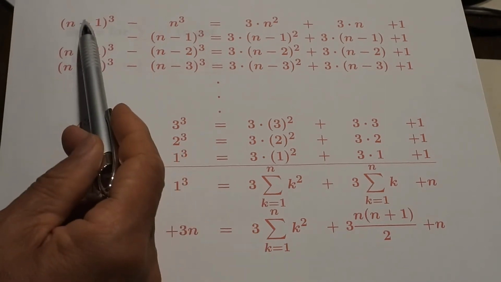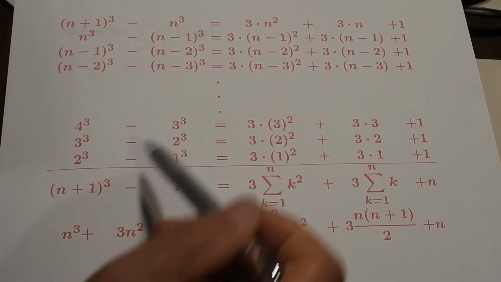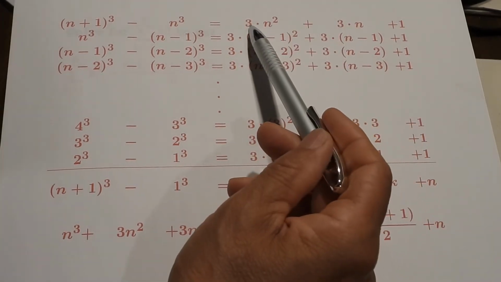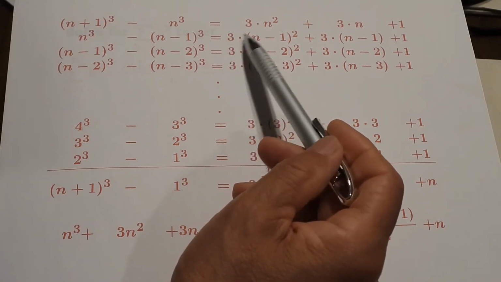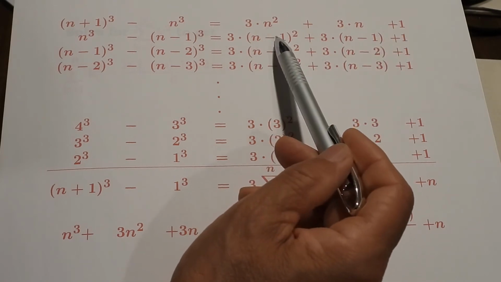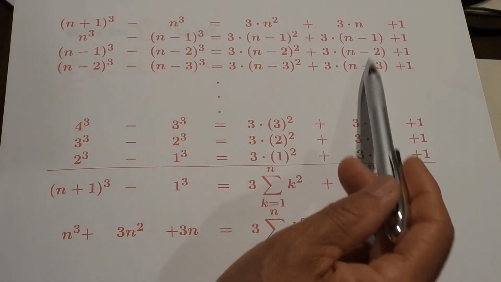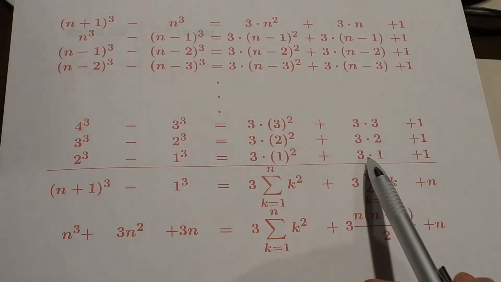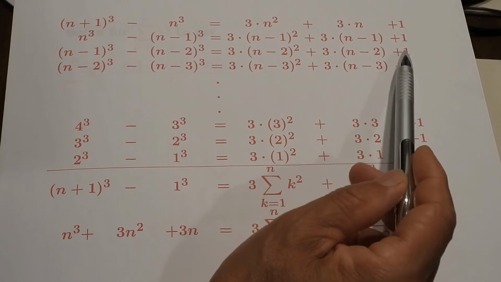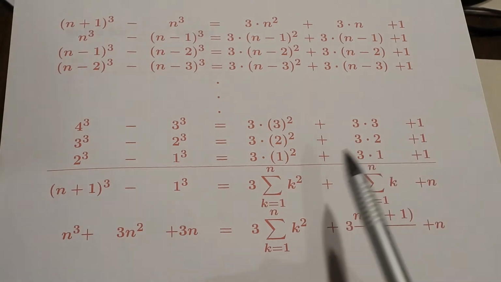Because this one, if you compare here, is 1 more than that. So you have 1 more than this. And on the right side, you have 3 times n squared plus 3n plus 1. And we replace n by n minus 1, n minus 2, all the way down to 1. And here also, n minus 1, n minus 2, all the way down to 1. But here you don't have any n to replace, so you just repeat writing plus 1, plus 1, plus 1, plus 1.